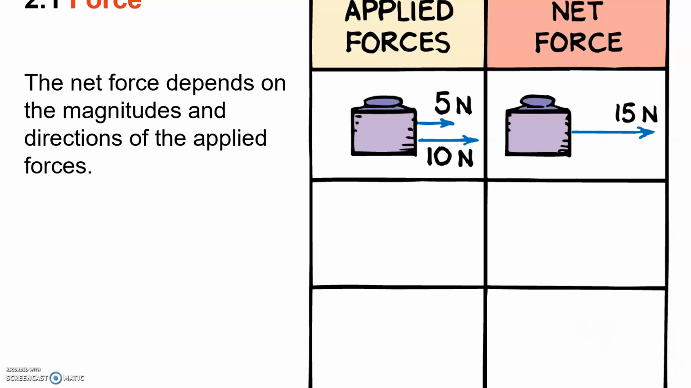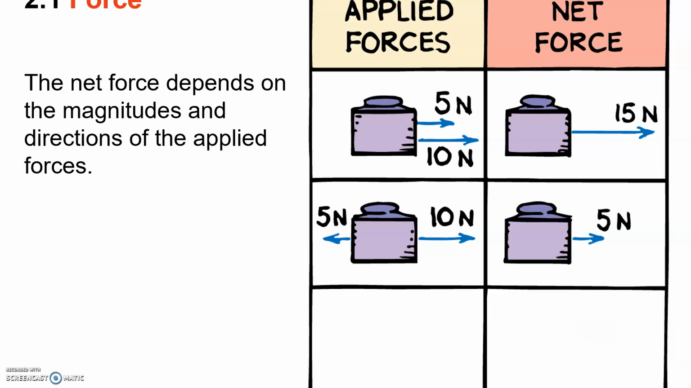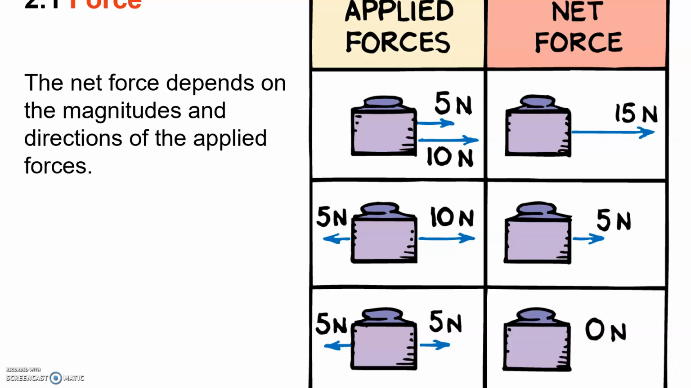So remember, we need both magnitude and direction for vectors. Another example is we have two different vectors in opposite directions. One is 5 newtons to the left and the other is 10 newtons to the right. And as we combine those into a single net force, the resultant vector is 5 newtons to the right. In another example, we have two equal and opposite vectors, equal and opposite forces. And so you should be able to answer this question. The resultant net force is going to be 0 newtons.